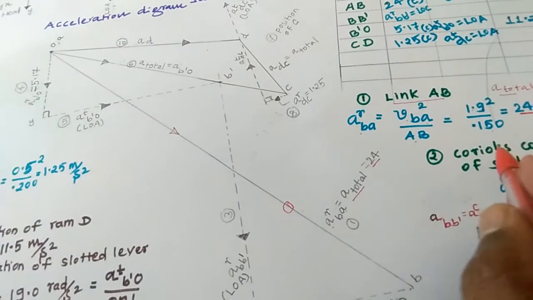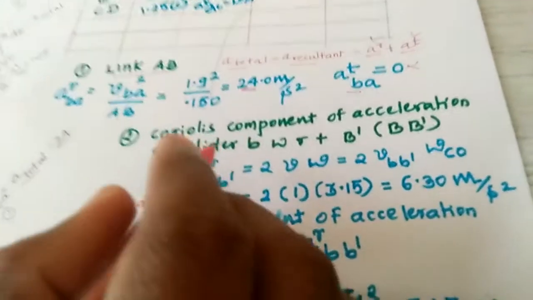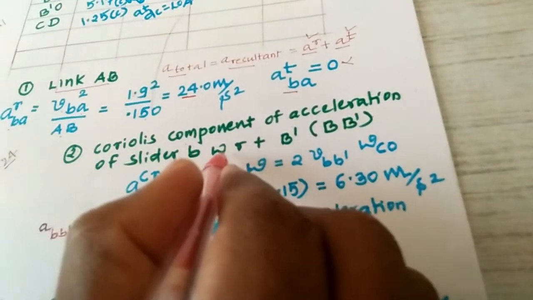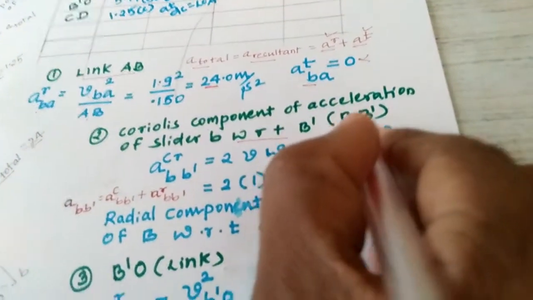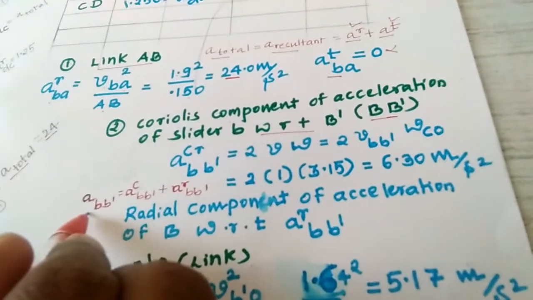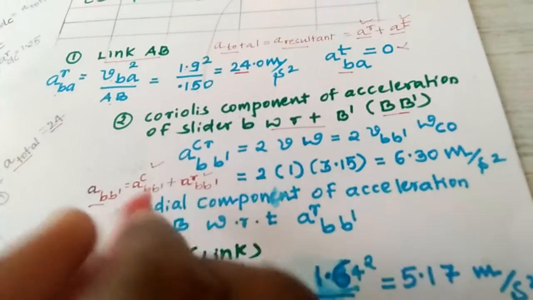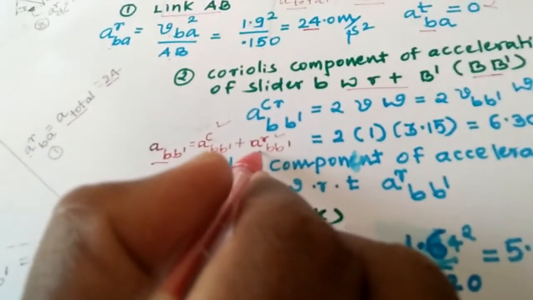Okay, then come to the second. When you come to the Coriolis component of acceleration of slider B with respect to B dash, in B dash also you will find two components. One is a Coriolis component, one is a radial component. You have to remember this.